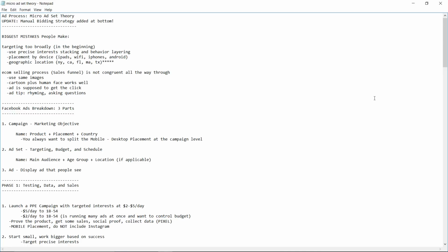And the micro ad set theory is the strategy of how I build my campaigns and the overall guiding intentions of what I'm doing, right? There's a strategy that combines with the tactics. They're two different things. The tactics are the mechanics. The strategy is the overall plan and the outcome that you're going for.